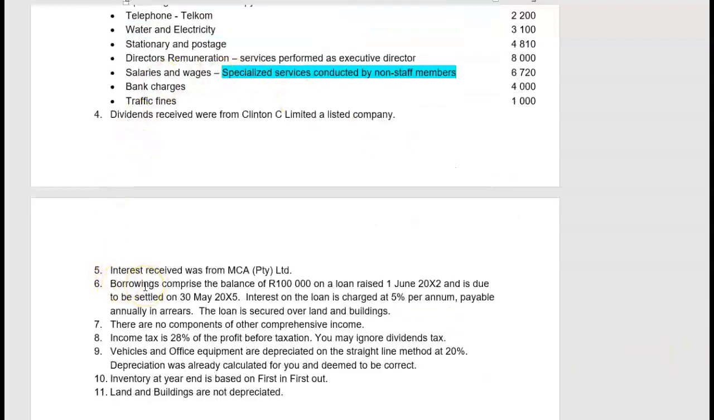Number 6, borrowings comprise the balance of 100,000 on a loan raised on 1 June 22, long time ago, and is due to be settled on 30 May 25. Interest on the loan is charged at 5% per annum, payable annually in arrears. The loan is secured over land and buildings.